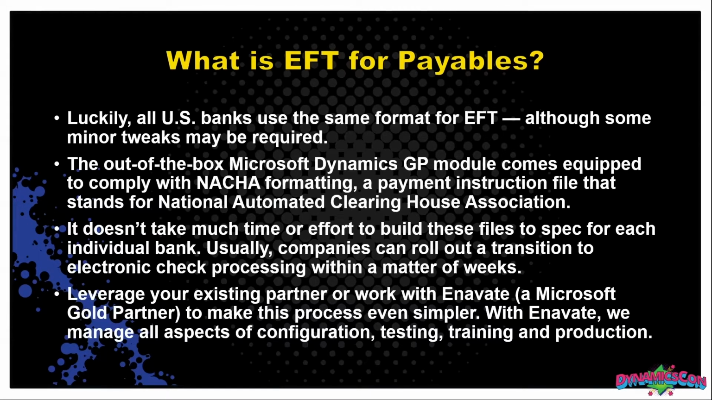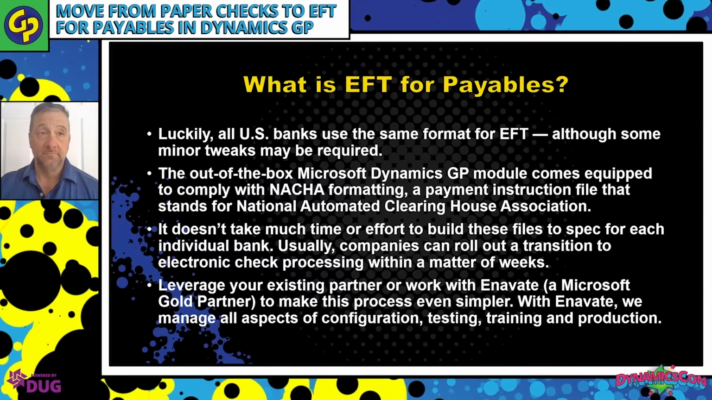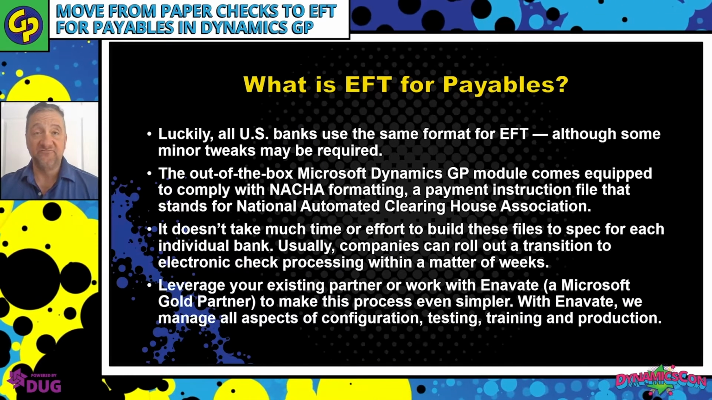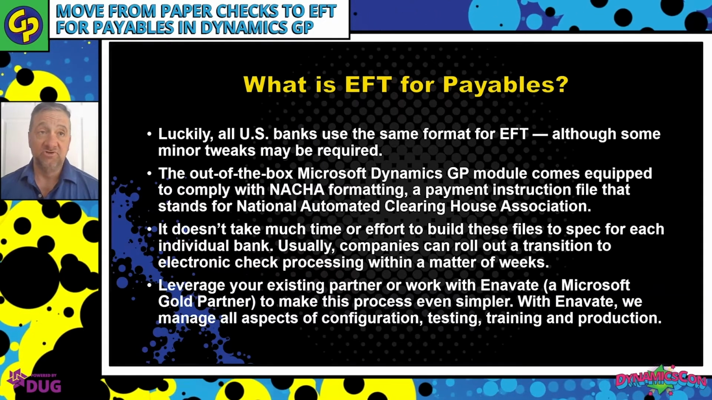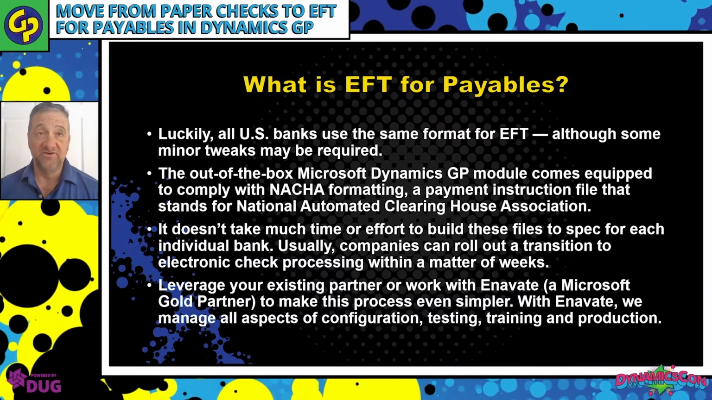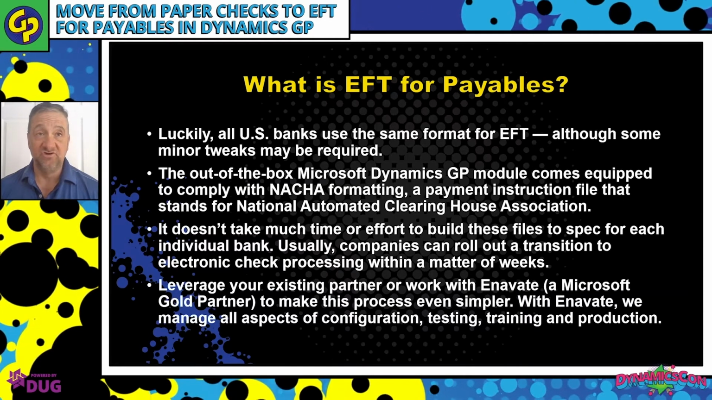Usually companies can roll out a transition to electronic check processing within a matter of weeks. Your company would need to contact your bank, let them know that you're implementing EFT for payables and that you need the specific NACHA file format from the bank. They will know exactly what you're talking about and send that to you. The final configuration of NACHA format within GP, which is done in a test environment, will be approved by the bank, guaranteeing a smooth go live.